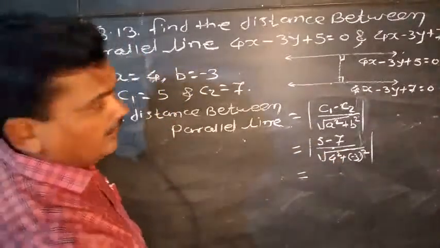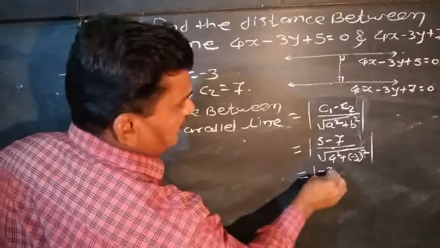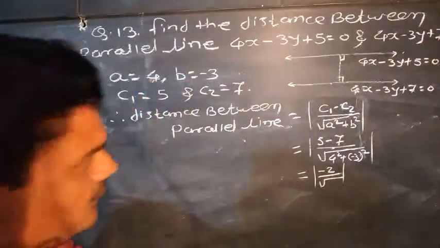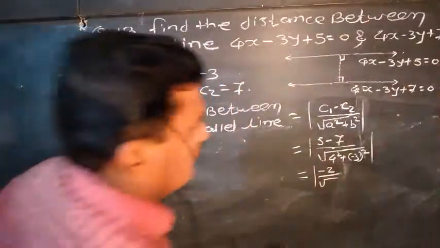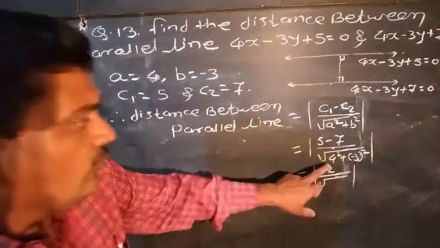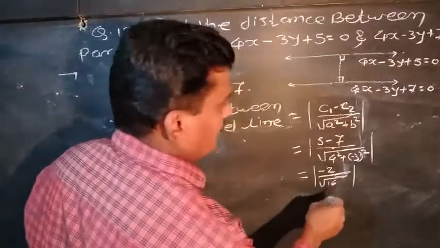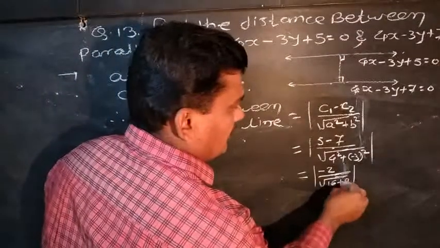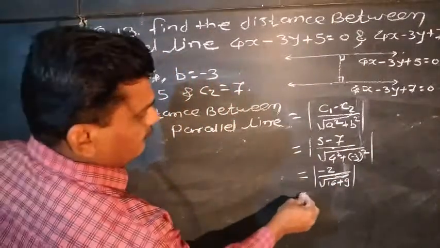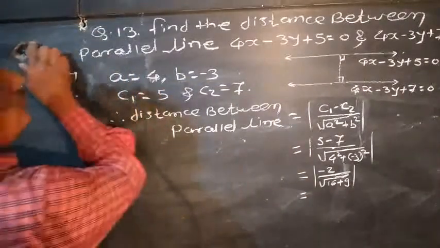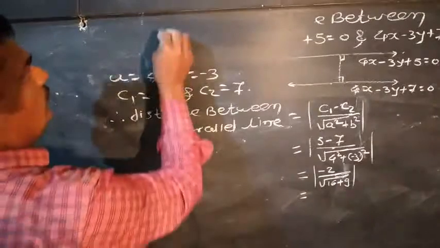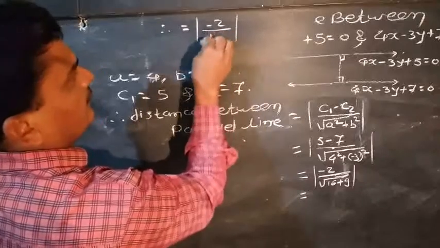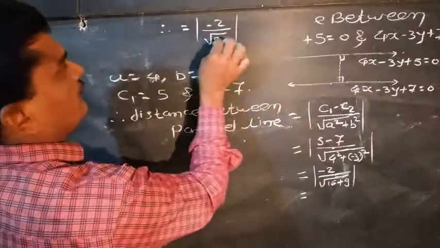The absolute value of 5 minus 7 is the modulus of minus 2, divided by the square root of 4 square, which is 16, plus minus 3 square, which is plus 9. Therefore it is equal to the mod of minus 2 divided by the square root of 16 plus 9, which is 25.